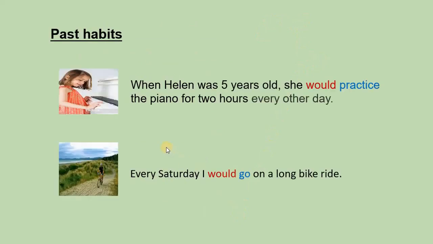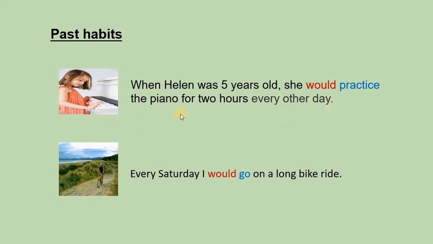Now, let's look at the meaning and the use of past habits. So we use would to describe a regular activity or habit in the past. So this is very important. This is only in the past. Example, when Helen was 5 years old, she would practice the piano for 2 hours every other day.